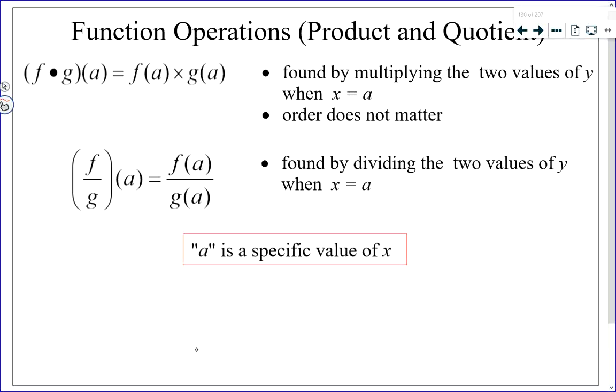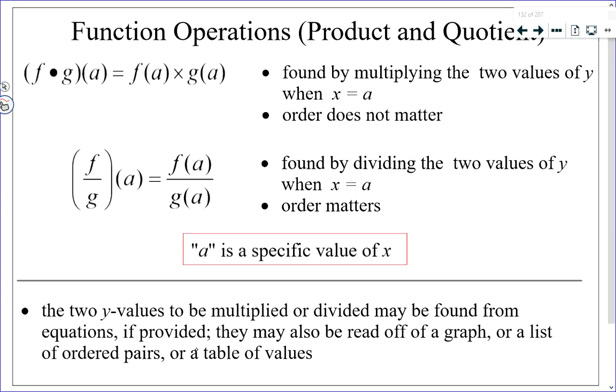You take the y coordinate on f at x equals a, divided by the y coordinate on g at x equals a, to get f of a over g of a. And again, order matters because the order of division is important. Where do you get these y coordinates from? Whether you're adding, subtracting, multiplying or dividing, you can get them from graphs, from tables of values, from the actual equations themselves or lists of ordered pairs, a lot of different ways that they might be presented.